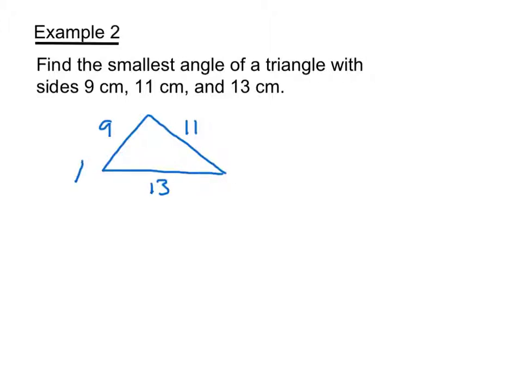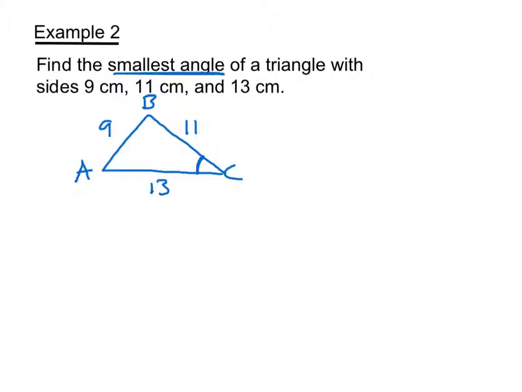Now I can label the angles, and it doesn't really matter in which order I label them, but I'm going to label them like this. And remember, we're asked to find the smallest angle of this triangle. And by visual inspection, I can see that that is going to occur at angle C, which makes sense because it's the angle between the two longest sides of the triangle.